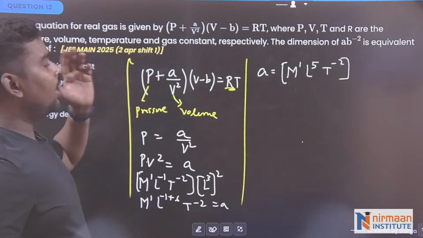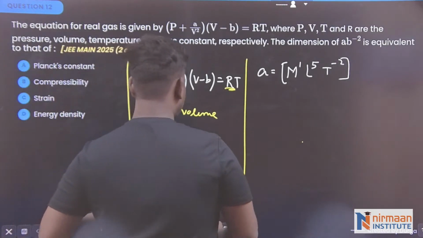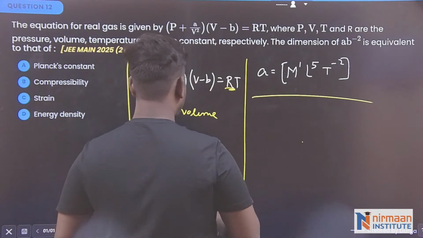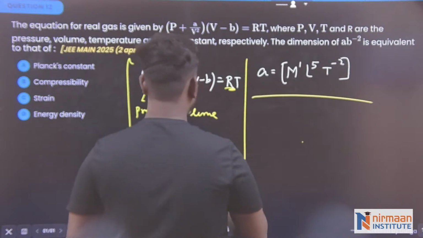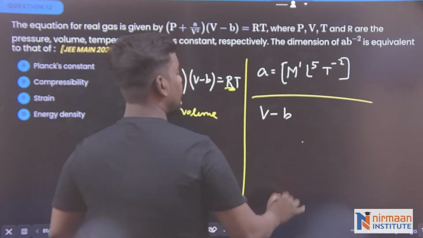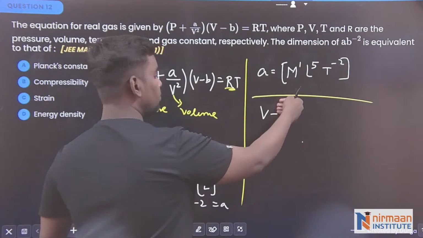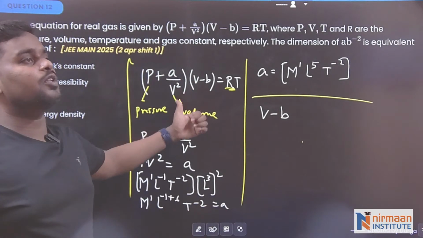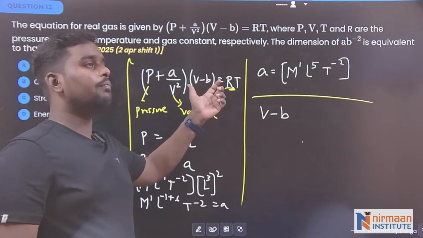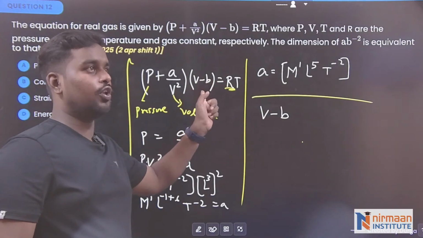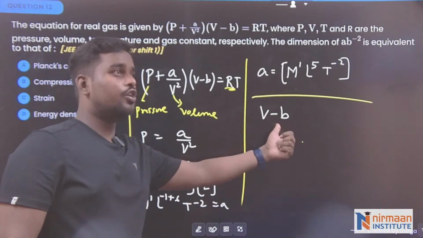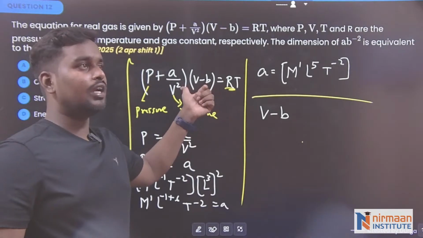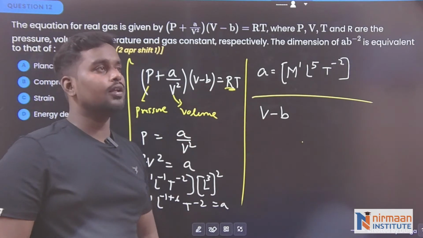Okay, and again, you have to find the B dimension. See, what is B? B is volume, and you don't know it. Again, if you are adding or subtracting something, the dimension must be the same, because we are subtracting B from the volume. The dimension of B must be equal to the dimension of volume.